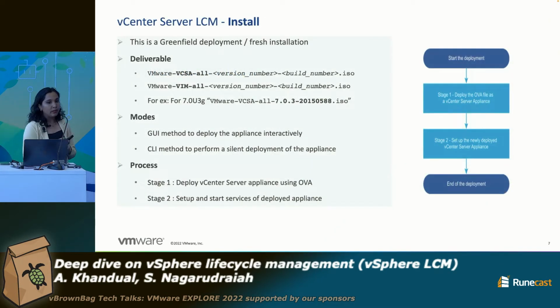So quickly jumping into the terminologies which we spoke about, in a little more detail. Like I said, it's a greenfield deployment if you're doing a fresh install, and the deliverables are vcsa-all.iso and vim-all.iso with the version which you're trying to install and the build number tagged to it. So this is the entry point for any deployment which you do. And there are two modes which you can deploy with. One is the GUI mode, which is mostly for users who look for a user-friendly way of providing their configurations and settings for the deployments. And CLI is mostly for silent deployments, wherein you're looking to automate your deployments. You provide all these configuration settings in a JSON file and then trigger our CLI installation.